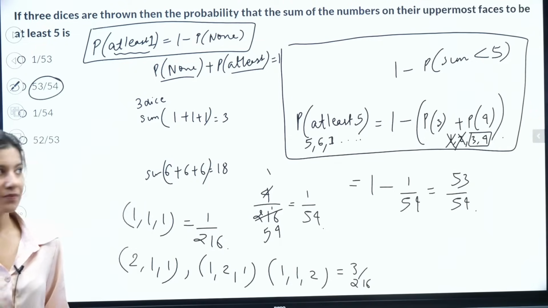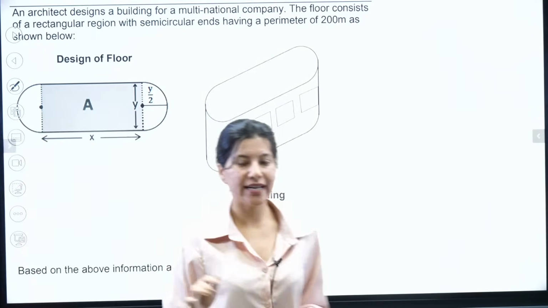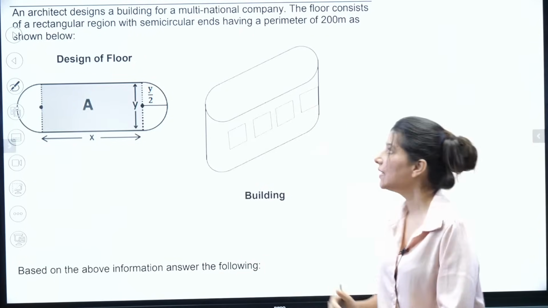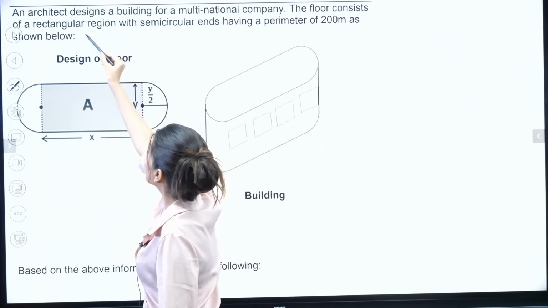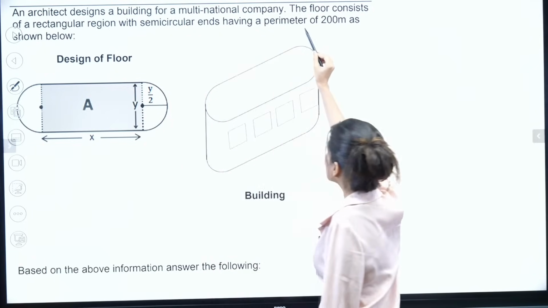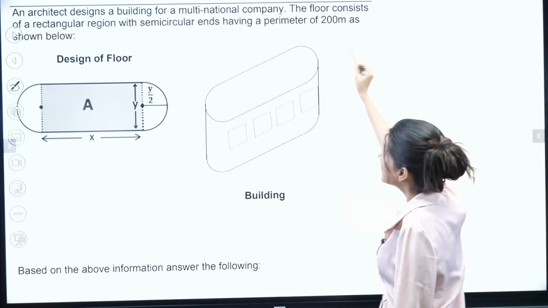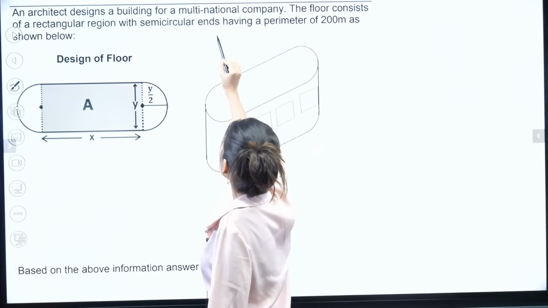Okay. Now we are heading towards case study based problems. So let us quickly have a look at this case study. An architect designs a building for a multinational company. The floor consists of a rectangular region with semicircular ends.